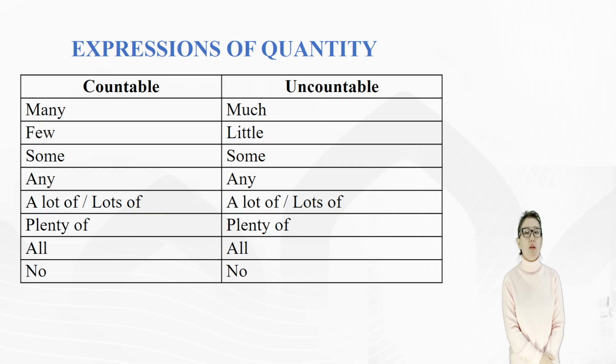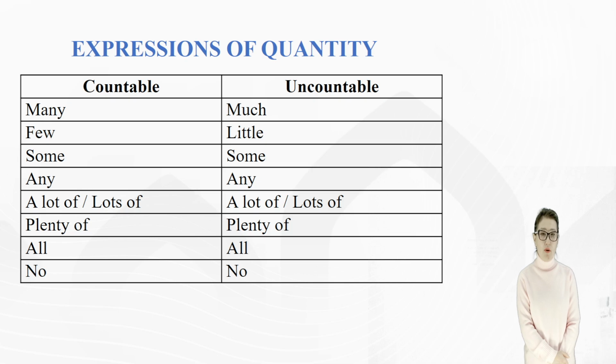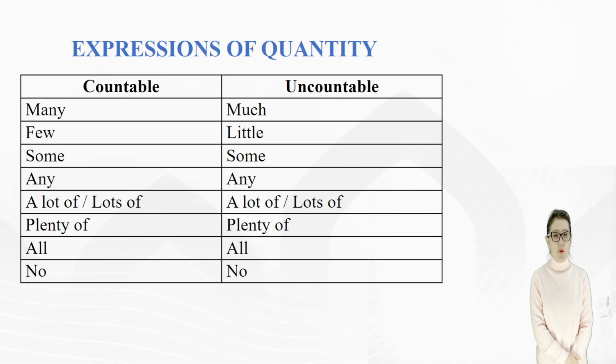Many is used with countable nouns. For example, many books were read. Next, a lot of, lots of, used with both countable and uncountable. For example, a lot of time was spent.